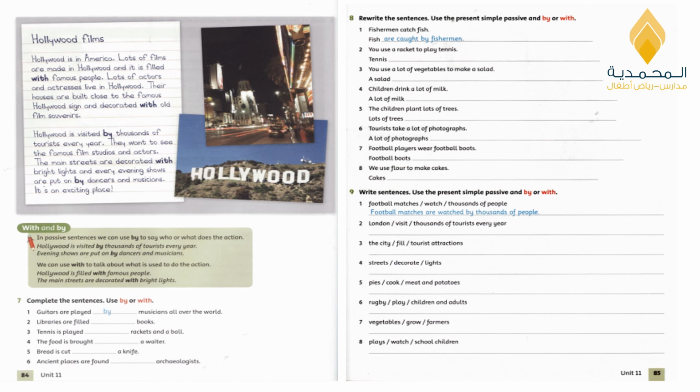Excellent. Number 7. Vegetables grow farmers. Excellent. Vegetables are grown by farmers. Number 8. Plays watch school children. Plays are watched by school children. Amazing. Great job.